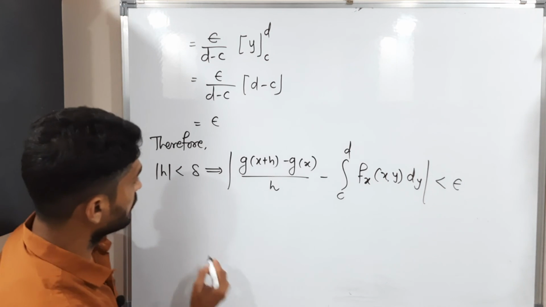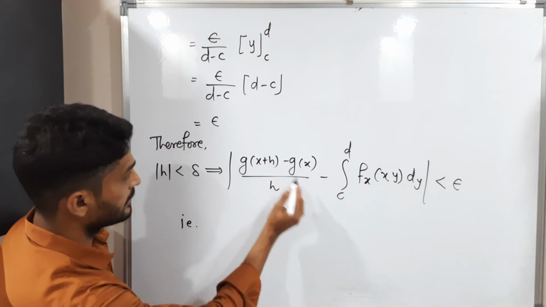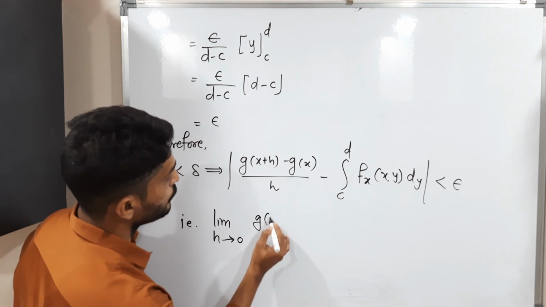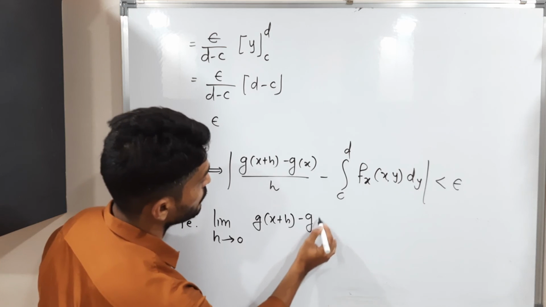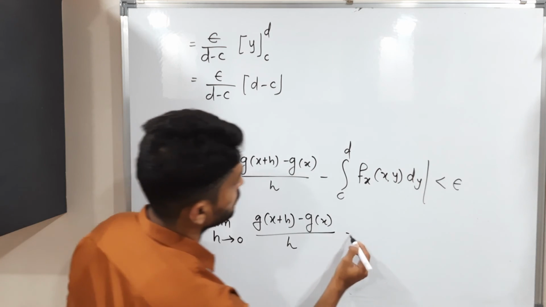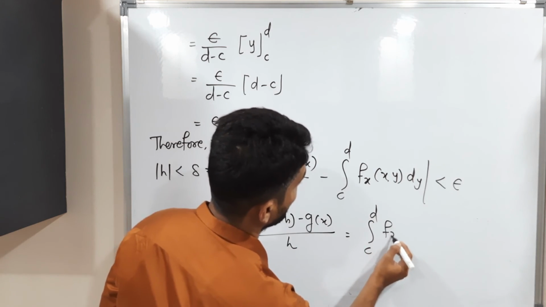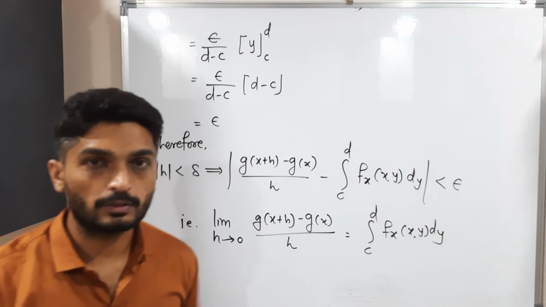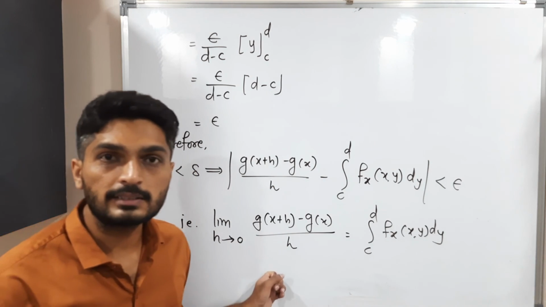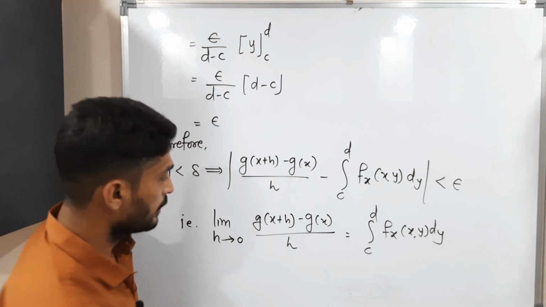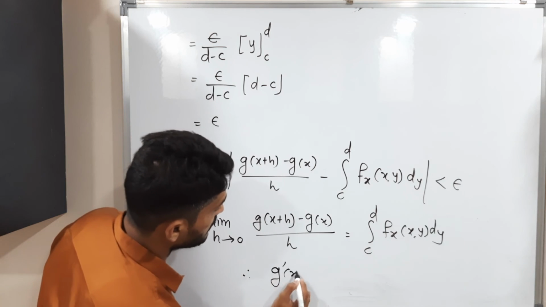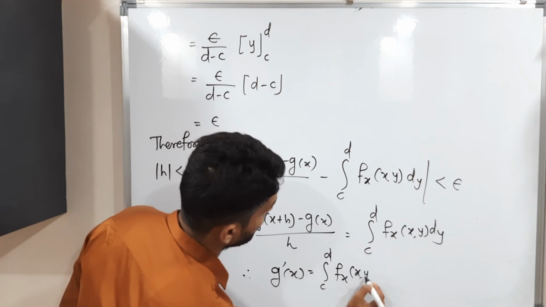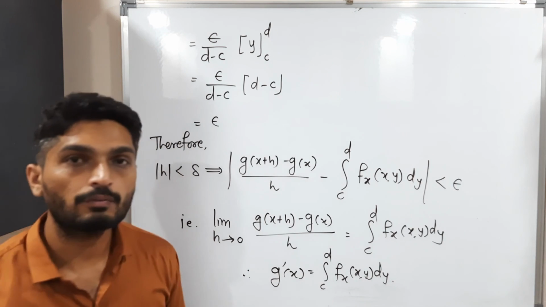See, therefore, this is nothing but limit. In terms of limit, we can write limit h tends to 0 of g of x plus h minus g of x divided by h is equal to integration c to d fx of xy dy. This thing in terms of limit I wrote. Are you familiar with this? This is nothing but definition of derivative. So therefore g dash of x is equal to integration c to d fx of xy dy. So in this way we have completed the proof.